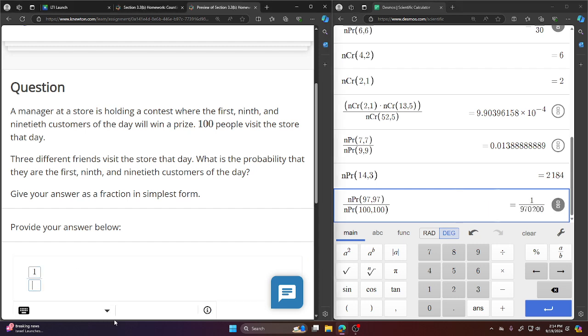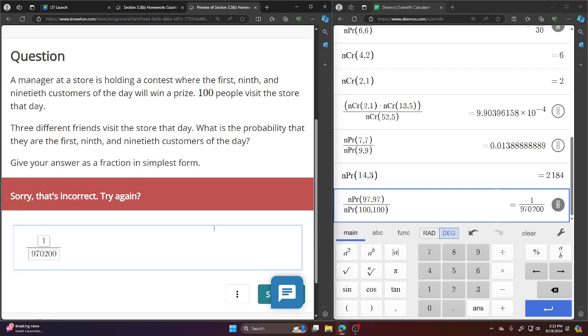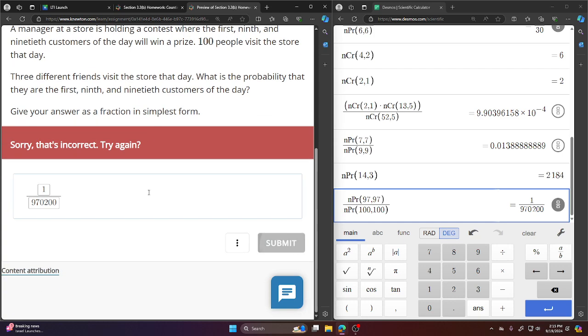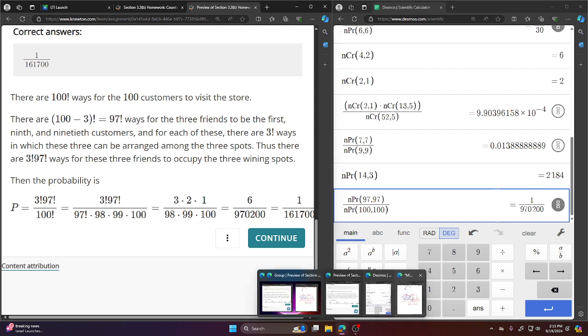Okay, cool. Fraction action. Oh, my goodness. Hopefully this works. 970200. Oh, no! First, 9th, 90th was the probability, 3 different friends. 97. Do you see what I'm saying? Do you see this? It's from the depths. Why is there a 3 in there? Oh, because again, it's the 3 different friends. They can rearrange themselves. Oh, when do I know that's the thing or not?